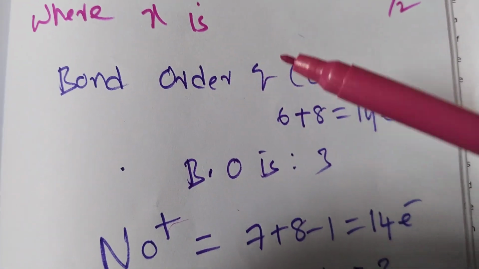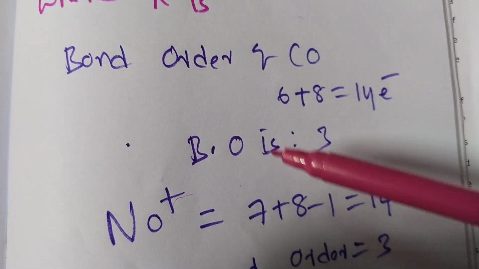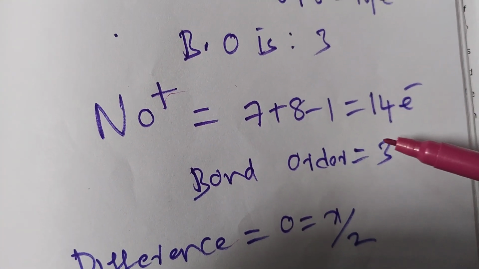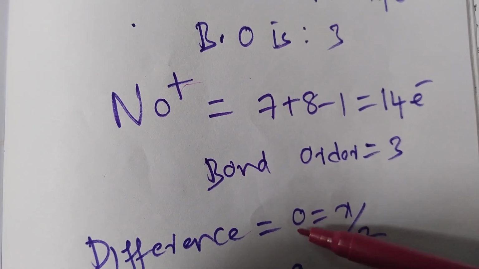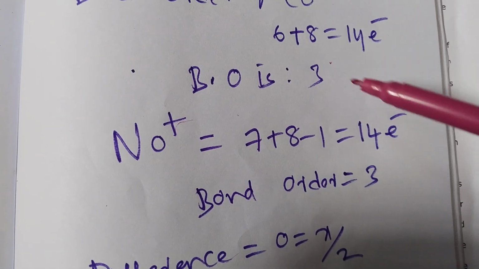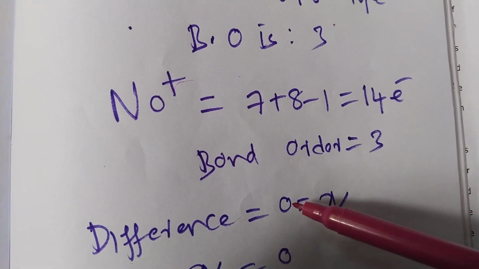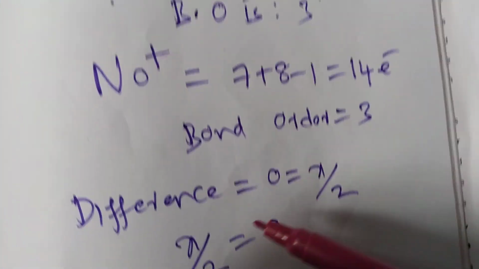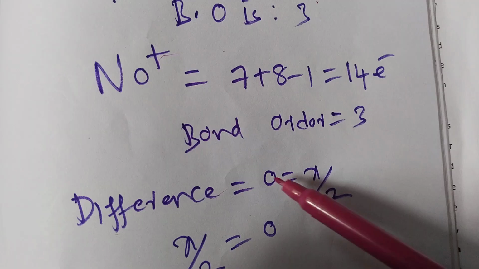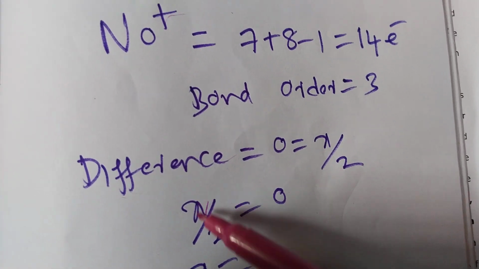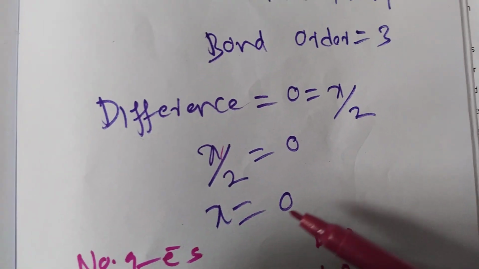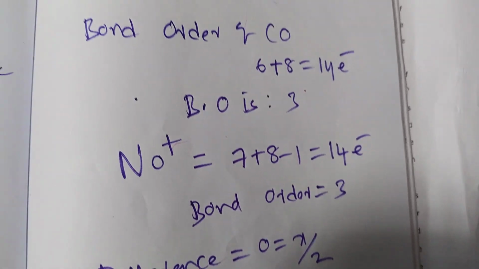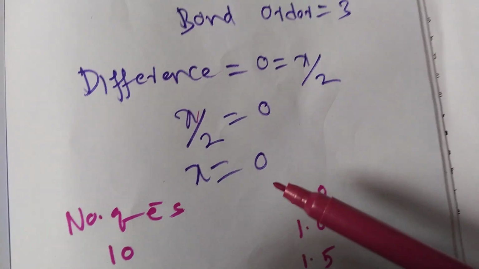So the difference between bond orders: carbon monoxide bond order 3, NO+ bond order 3. 3 minus 3 is equal to 0. So the bond order difference is 0. Actually what was said is that the bond order difference is X by 2, so 0 is equal to X by 2, or X by 2 is equal to 0, so X is equal to 0. Please note it. So the answer is 0.